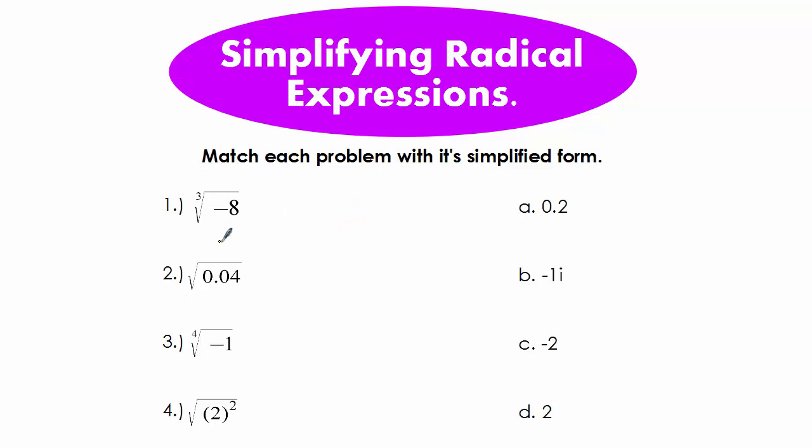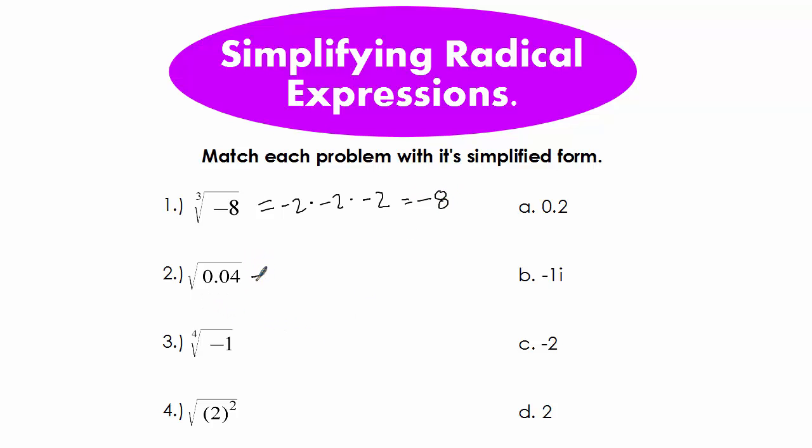So now that you've made some guesses on your own, the first one we're going to look at is 1. On number 1, we have this 3 here, and we know that some number times itself 3 times gives us -8. So we know that number is going to be -2 times -2 times -2. 3 negatives, keep it negative. 2 times 2 times 2 is 8.